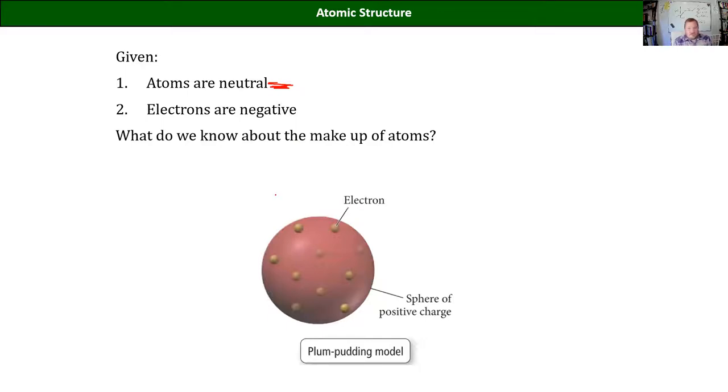And so this led to the first model that started looking at subatomic particles, which is called the plum pudding model.